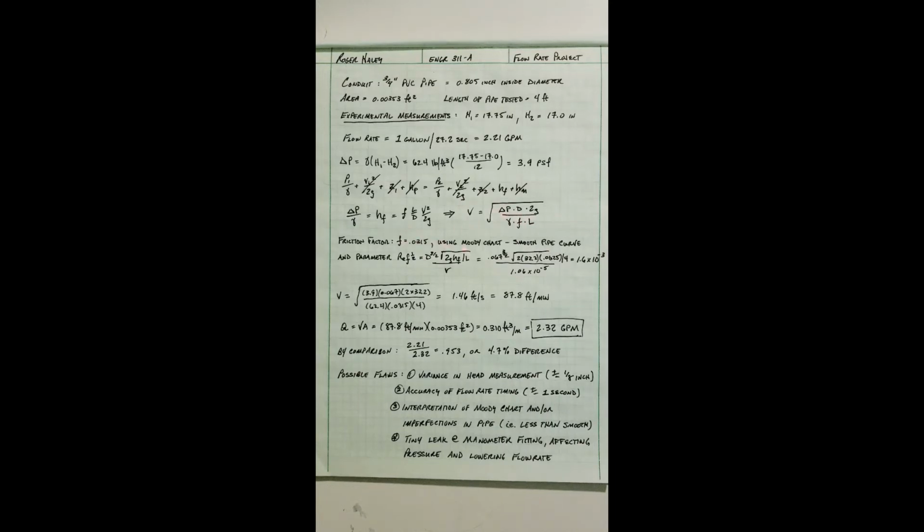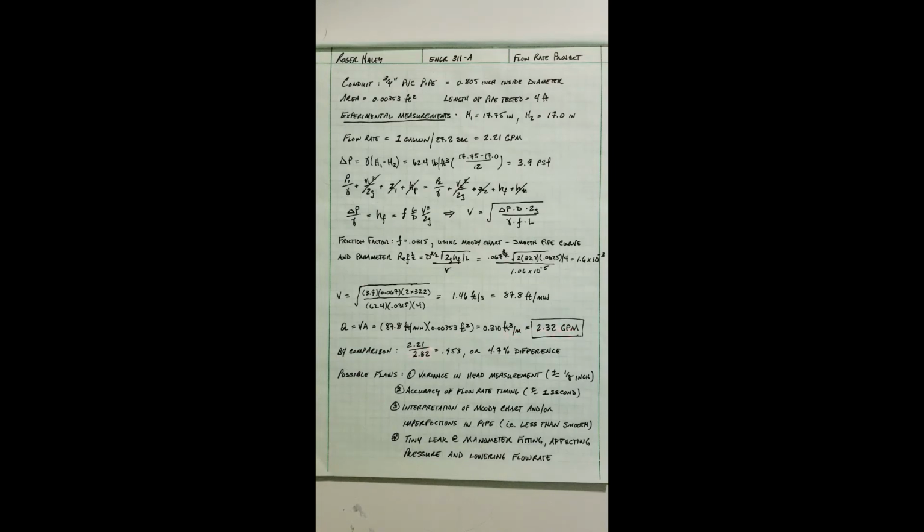Friction factor, we use the Moody chart. We use a smooth pipe curve, and we calculated the parameter across the top of the Moody chart to be 1.6 times 10 to the negative 3 for a friction factor of 0.0315. Plugging all that into our velocity equation, we get 1.46 feet per second, or 87.8 feet per minute. And our flow rate calculation comes out to 0.310 cubic feet per minute, or 2.32 gallons per minute.